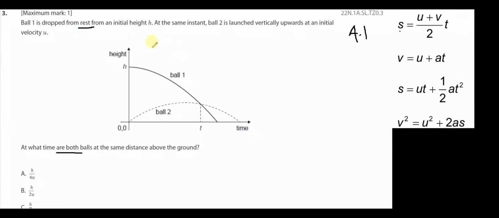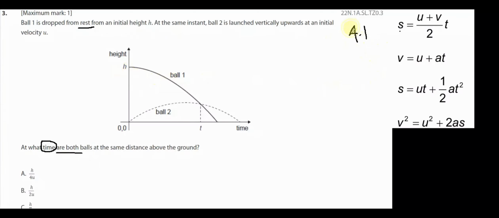A ball 1 is dropped from rest from an initial height h. At the same time, ball 2 is launched vertically upwards at an initial velocity u. At what time are both balls at the same distance above the ground? So it's asking, in this case, we can see that they want the time. So ball 1 starts off at height h.